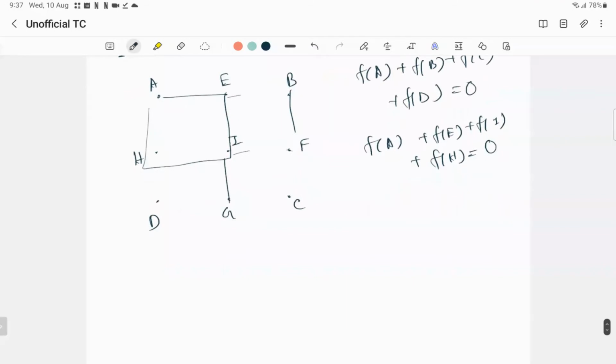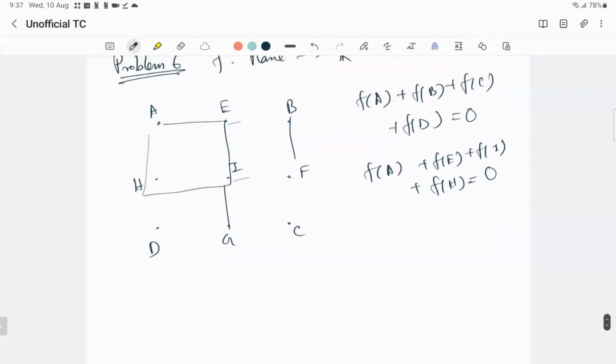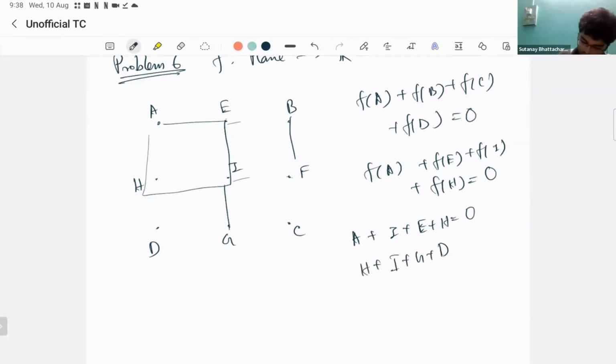So from AEIH we have f of, so instead of f of A, can I just write A? That is easy. Yeah, sure. So A plus E plus I plus H equal to 0. And from HIGD, we get H plus I plus D plus G equal to 0. So HIGD, yes. So you get A plus E equal to D plus G.